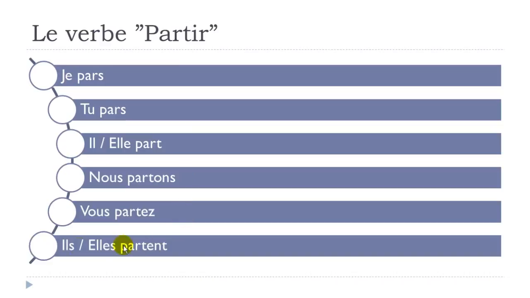Okay? And the last persons, il, elle, partent. Remember, classic ending, ENT, but then you don't pronounce them. Partent. Okay? So let's repeat them again. Je pars. Tu pars. Il part. Elle part. Nous partons. Vous partez.